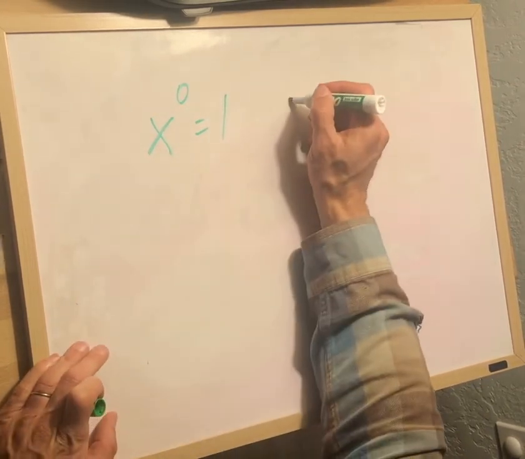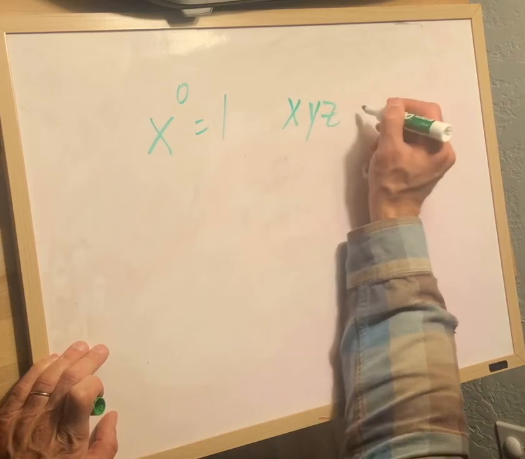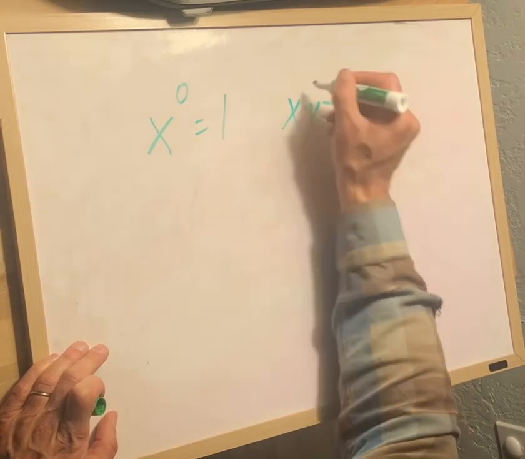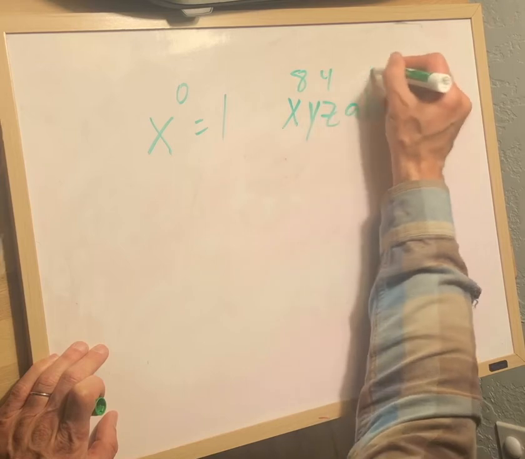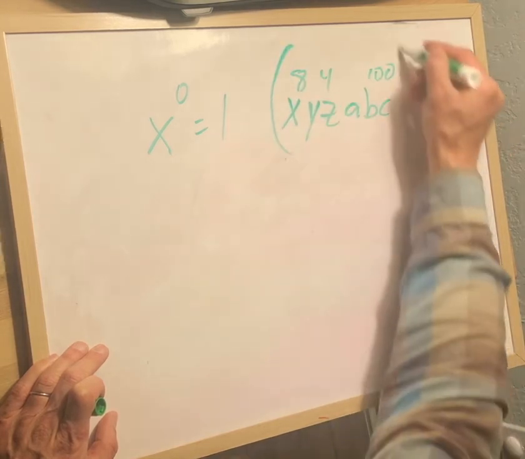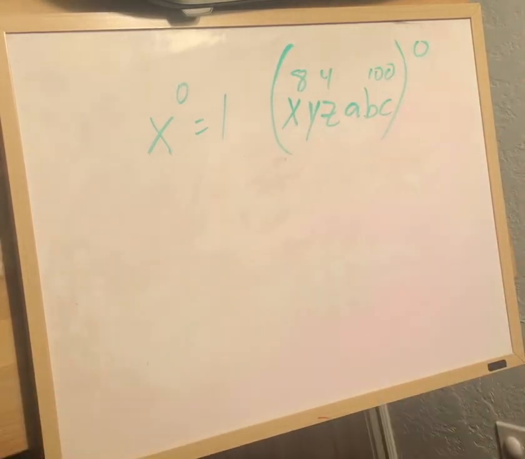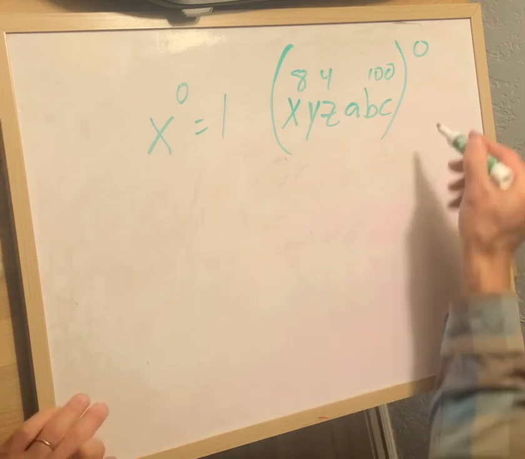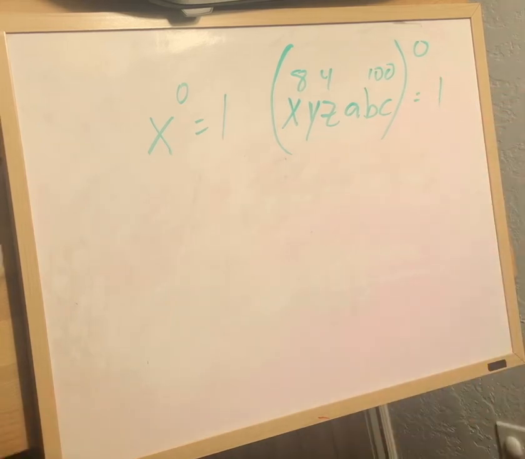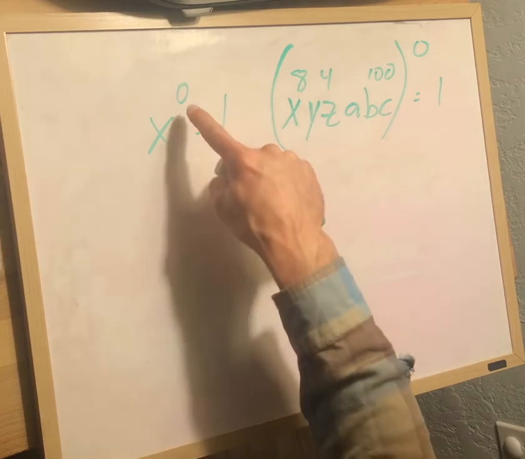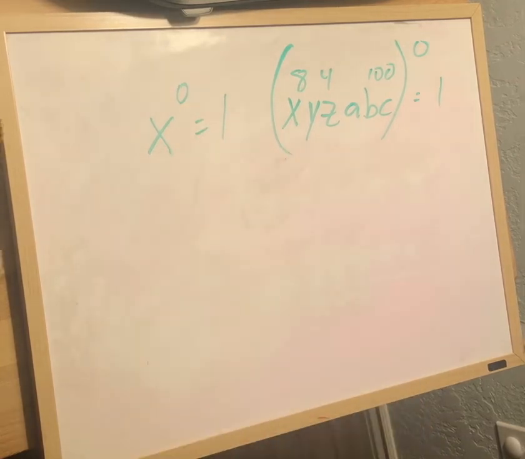Or let's say x, y, z, a, b, c, and let's just make some of these exponents all to the 0th power. Do you know what this equals? 1. Now the question is, why? On the notes I say x to the 0th power, or I should have said anything to the 0th power equals 1. The reason why it equals 1 is because of this.